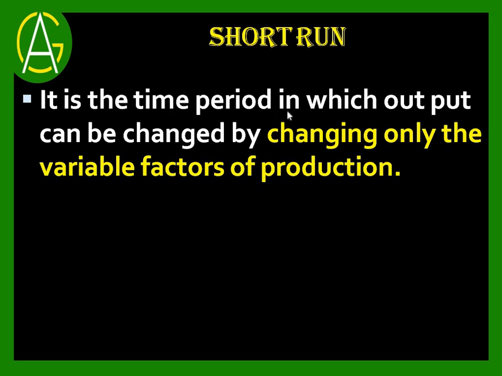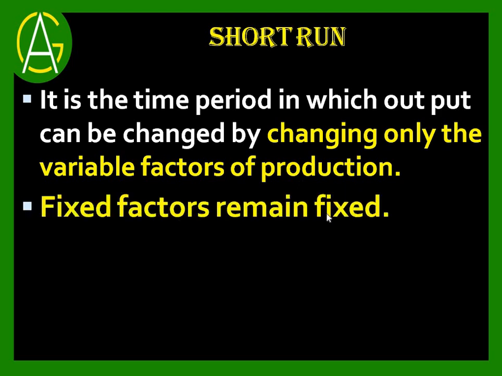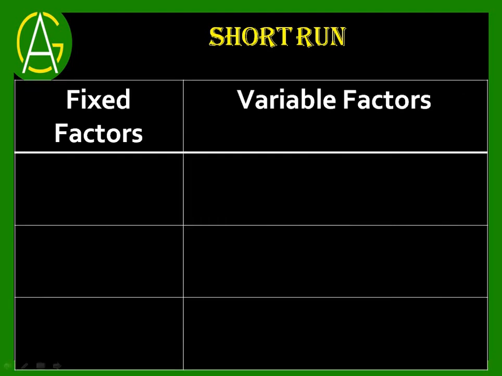Short run is the time period in which output can be changed by changing only the variable factors of production. Once again, if we want to increase the output, we can change only the variable factors of production and fixed factors remain fixed. That means we are not able to increase the fixed factors in order to increase the output. We are able to change only the variable factors, and with the change in variable factors only output can be changed. Let us take one example so that it can be very clear.